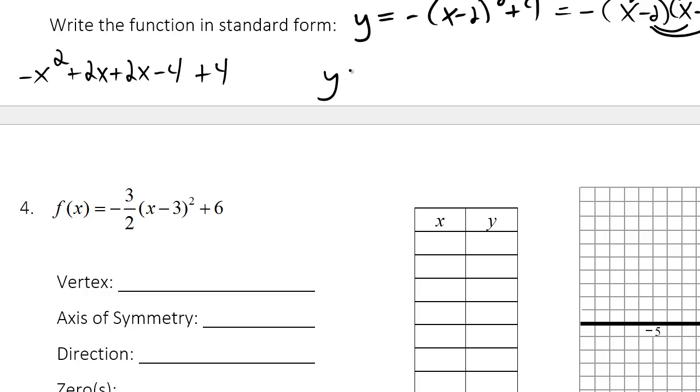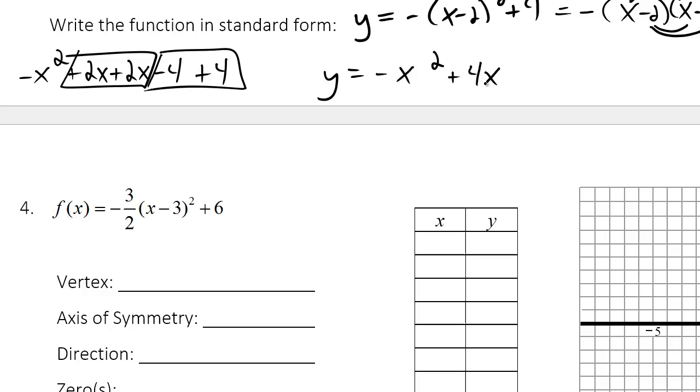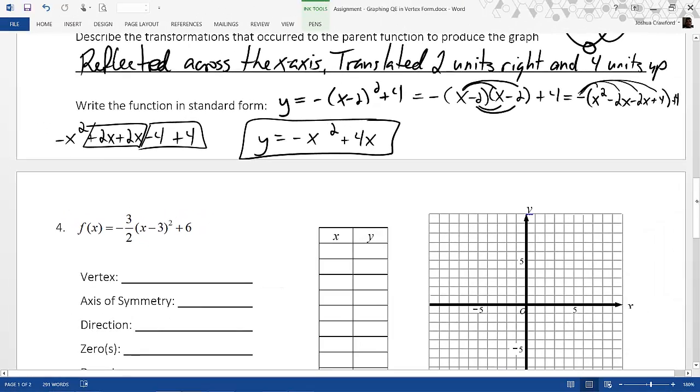Now your last step is to combine like terms. So combine your x's and your remainders. So you'll get negative x squared, and then 2x plus 2x is 4x, so then plus 4x. Negative 4 plus 4 cancels, so that's it. There is your standard form.